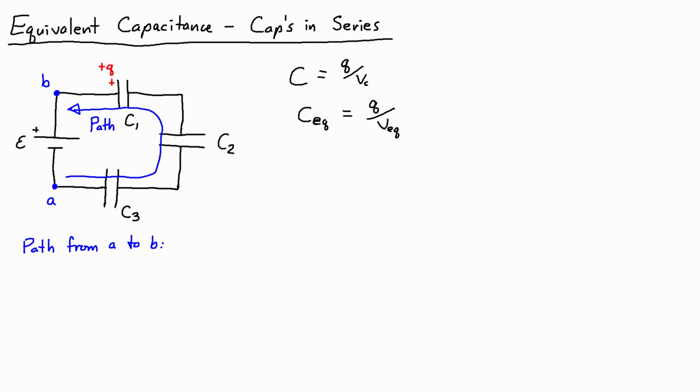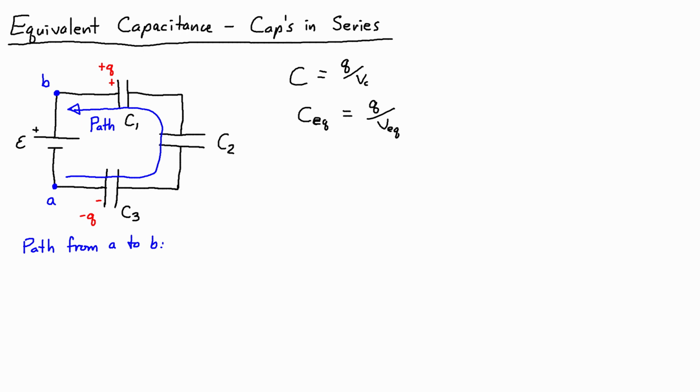That electron ends up going through the EMF and down to A, and then that gets deposited on the left plate of C3. So we end up with negative Q on that left plate of C3. And the EMF isn't directly connected to the rest of the circuit. It doesn't do anything else. It actually continues to build up a positive charge on the left plate of C1 and a negative charge on the left plate of C3.